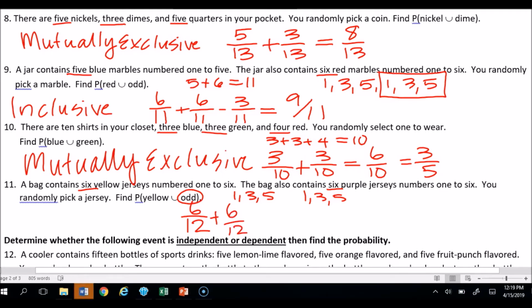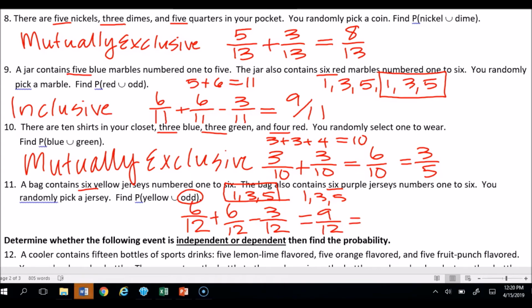Now, how many of those yellow jerseys are odd jerseys? And those were our first set right here, the 1, 3, 5. So that's 3 of them again. So we're going to subtract the 3 over the 12. So 6 plus 6 is 12. 12 minus 3 is 9. So this is going to give us 9 over 12. And again, this reduces because both of them are divisible by 3 to 3/4.